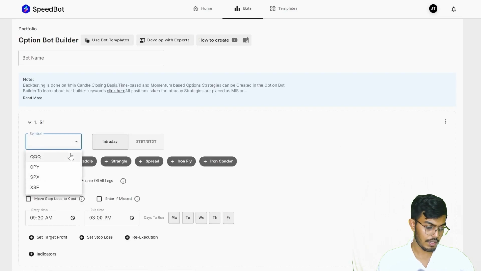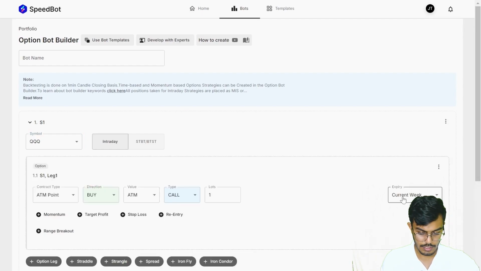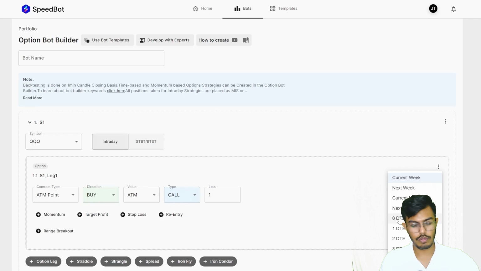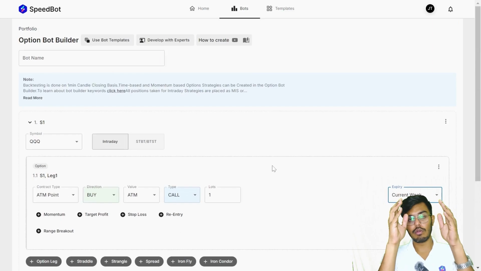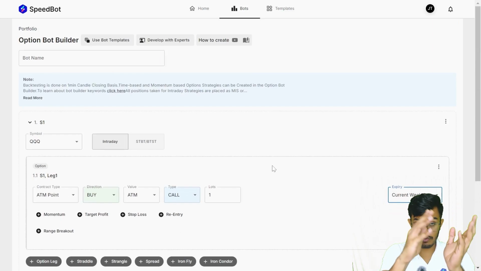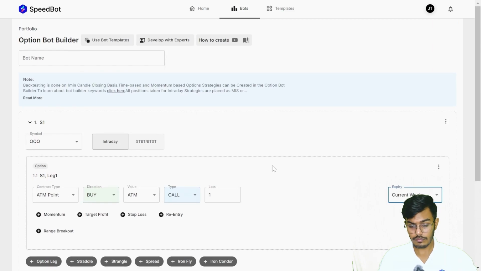Whatever symbols that you have for QQQ, some index-based options, you'll be able to backtest all such strategies like this on SpeedBot. It could be for the 0 DTEs, it could be for the current week expiries, right? So not only will you be able to backtest the bot, but also you'll be able to automate it in your trading account. So this is operational as of now.